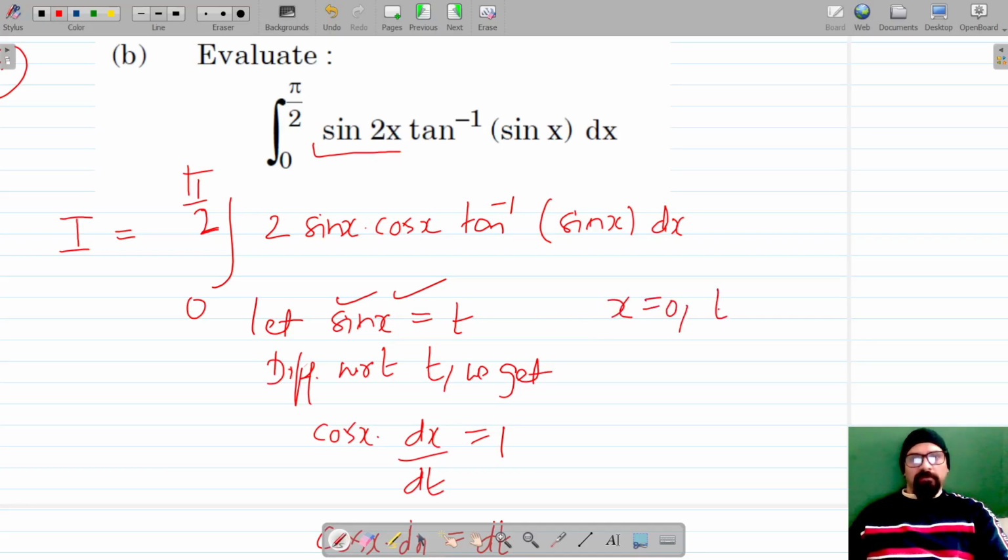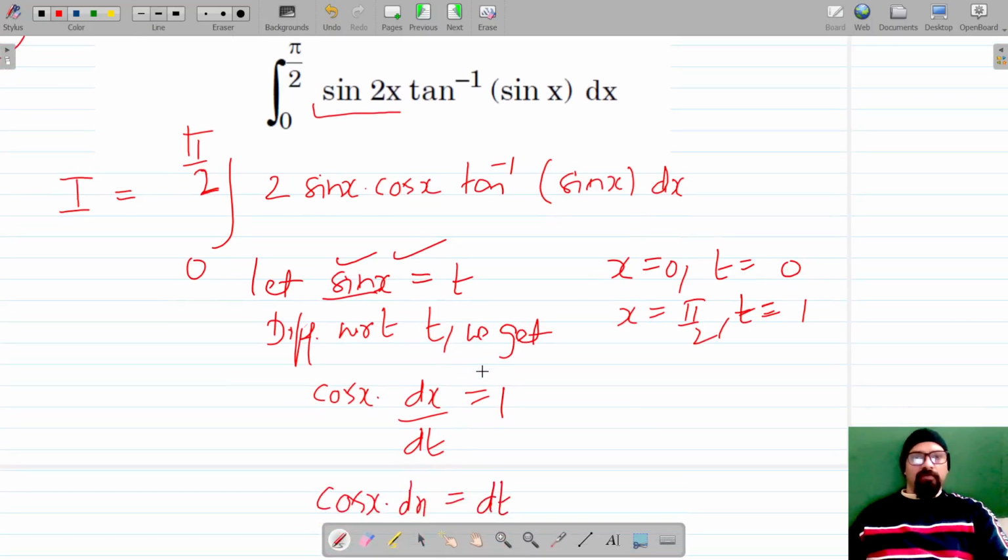Let's get the new limits. When x is equal to 0, t is equal to 0, and when I put x is equal to pi by 2, t is equal to sine of pi by 2. So sine 90 is 1. So the new limits are 0 to 1.